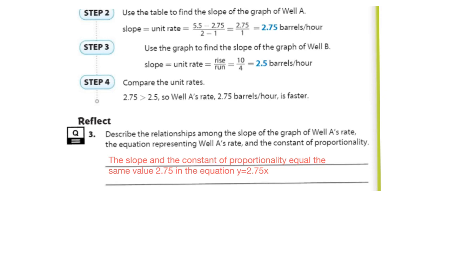Okay, so we have the slope and the constant of proportionality equal the same value, 2 and 7/500, in the equation y equals 2 and 7/500 x. So slope and constant of proportionality are the same thing.